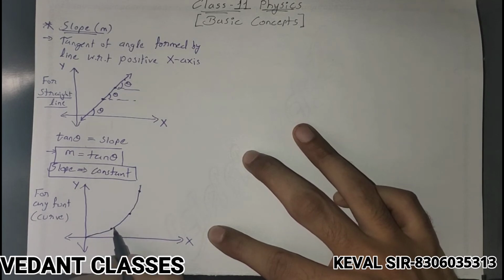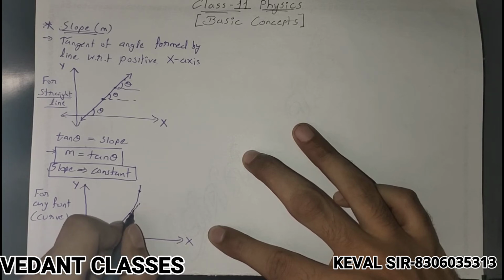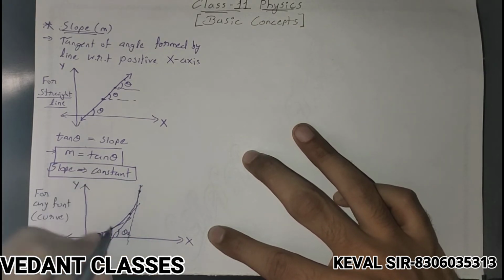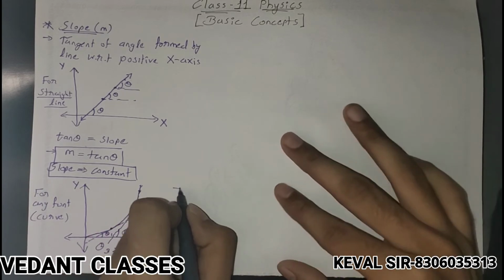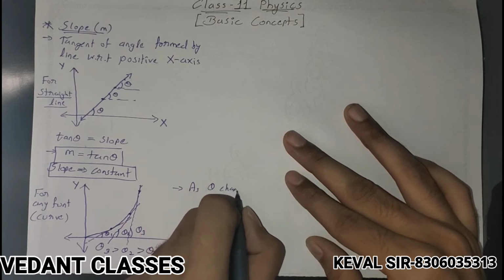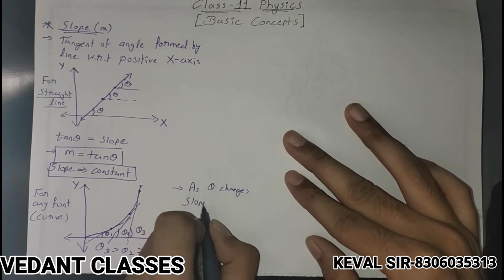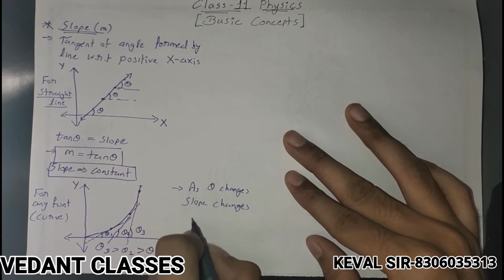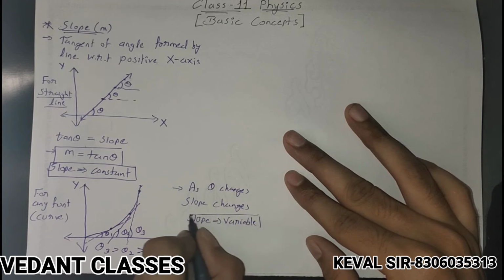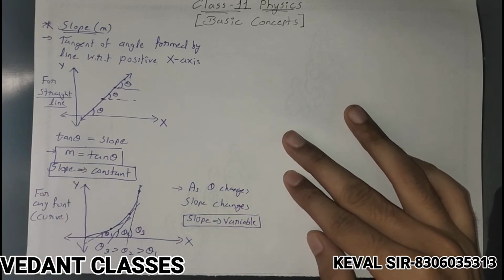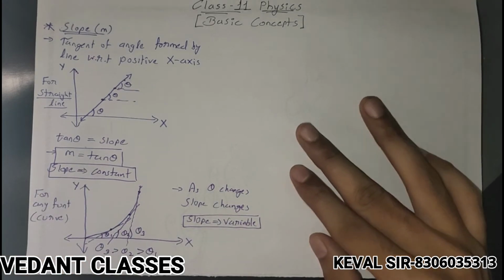Now if you want to find the slope over here, you just need to draw a tangent. Let's say that angle is theta 1. For this it will be theta 2. For this it will be theta 3. You can see that here theta 3 is greater than theta 2 is greater than theta 1. So in general you can say as theta changes, the slope also changes. So in such a case slope will become variable. So when the graph is not a straight line, you will get a variable slope.